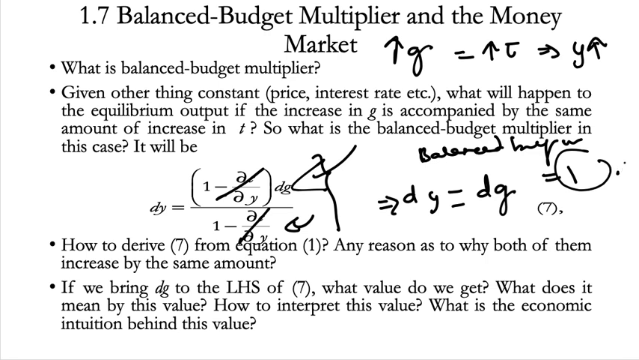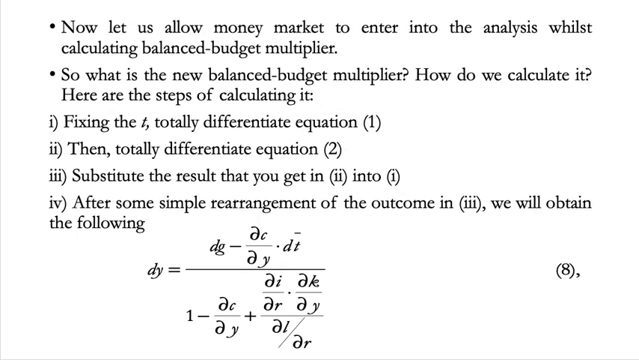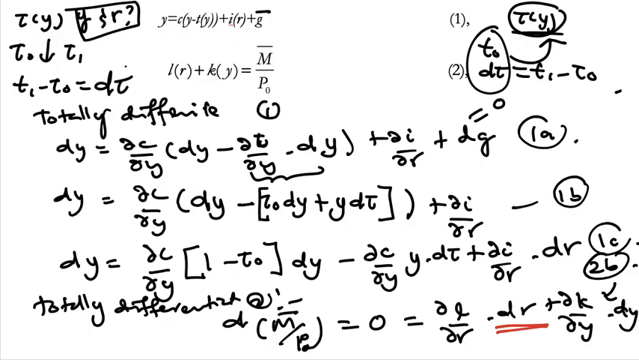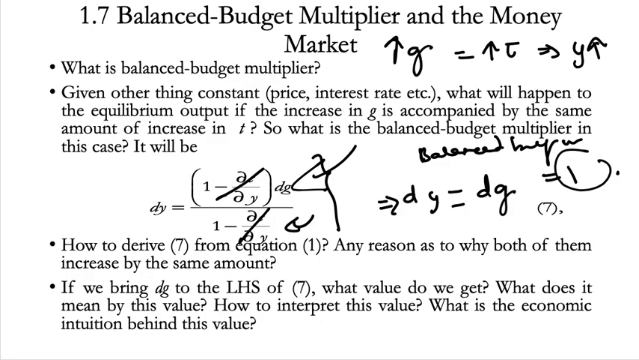But if we incorporate interest rate and also money market, would it be the same? That's the question. So how do we do it? As usual, we need to have equation 1 and equation 2. Equation 1 is basically as usual, the ISLM here. Okay, so we need to totally differentiate both of them. But this time, before we can totally differentiate both of them, we need to make certain assumption on tax.